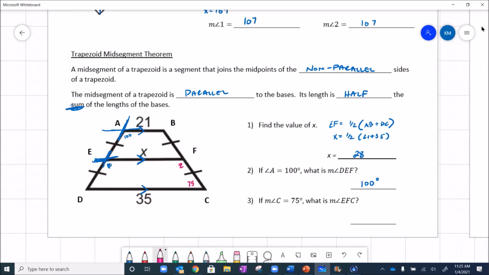As we look at this, a couple things we can do. These are parallel lines, right? Still parallel, still making sure that we understand that. And so these two angles are same side interior angles. Since they're same side interior angles, we know they should add to 180 degrees. So 75 plus Z equals 180. Subtract 75 from both sides. Z equals 105. All right, so that's trapezoids and kites.